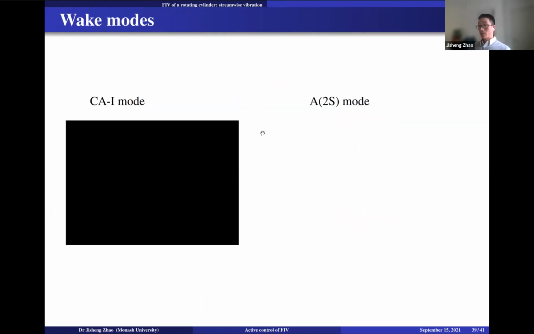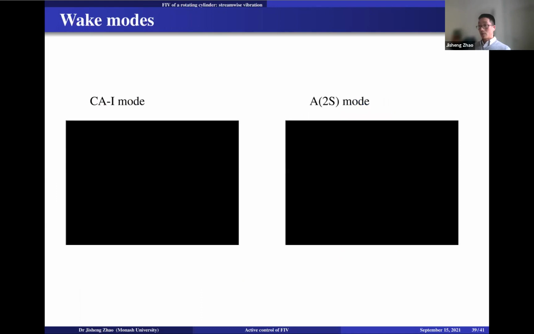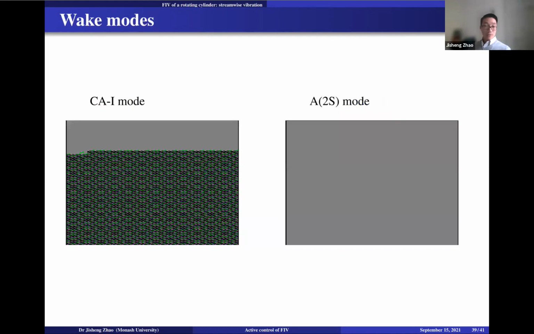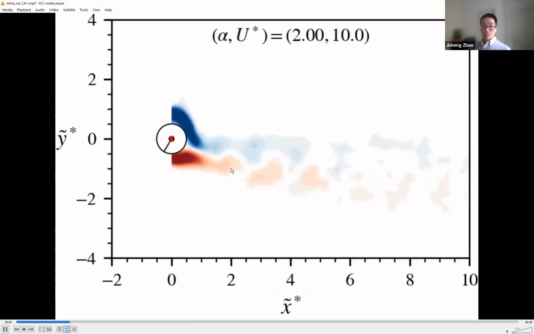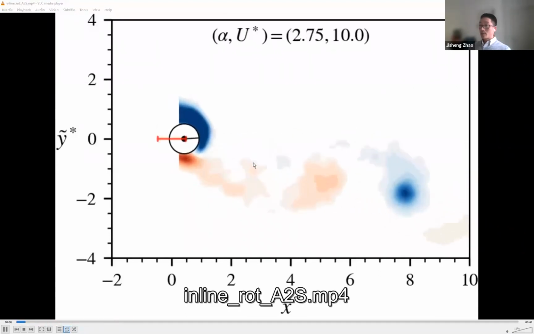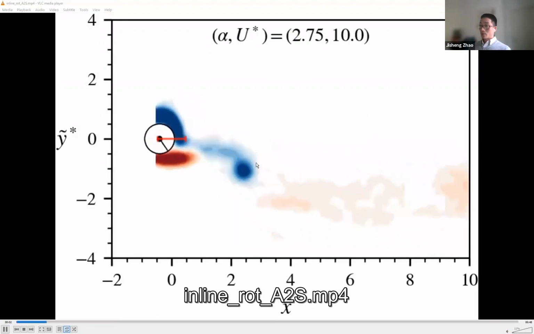I'm going to show you the wake modes. Oh, sorry, it doesn't work. I have to click the videos here. Okay, this is the first region, we call it CI mode. And this is a bit more interesting. This is a 2S mode.